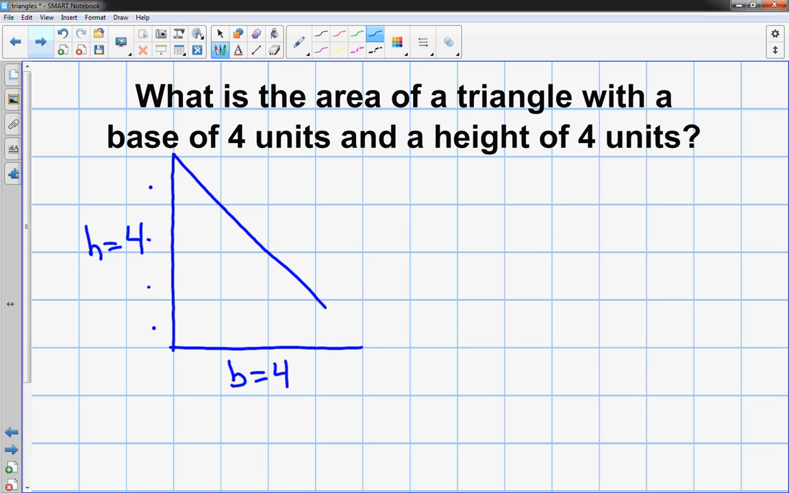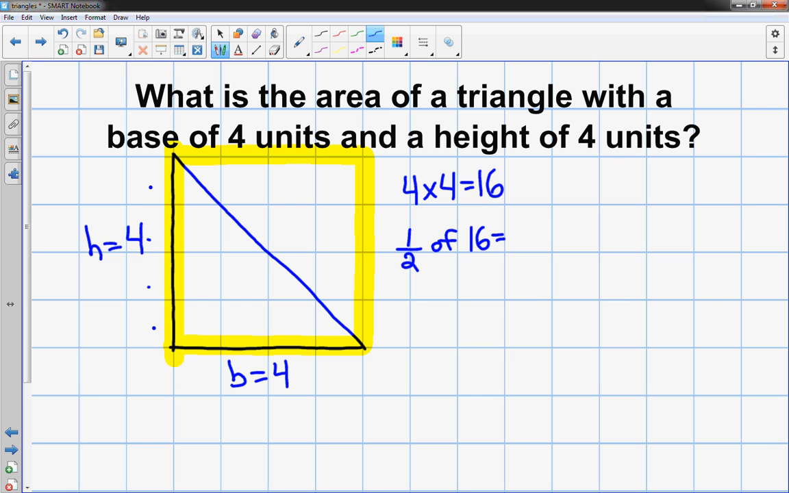Now I'm going to draw a triangle. So if I did 4 times 4, that would give me the area of this rectangle, which would also be a square. There'd be 16 squares in there. But I want half of that because I just want the triangle. So I'm going to take half of 16, which is 8. So the area of this triangle is equal to 8 square units.